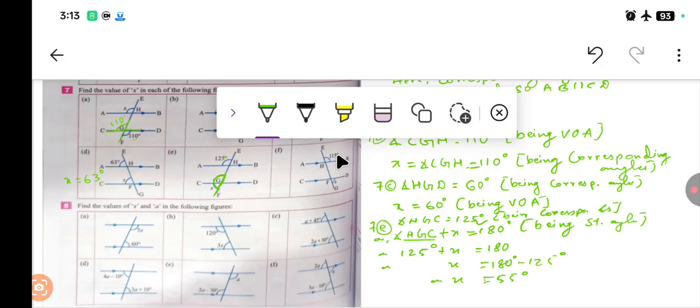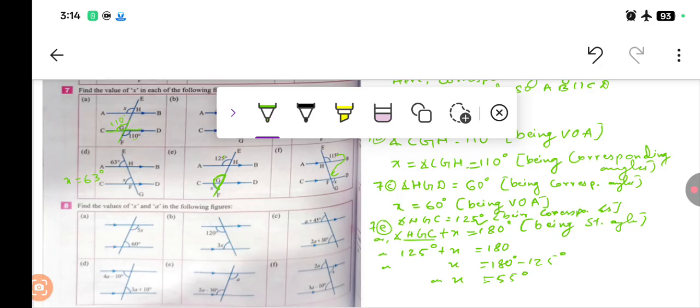For this also, same thing. First you will find the corresponding angle HFD. So HFD will become 115 being corresponding angle, and this X plus 115 will be 180 degree being a straight line. So this is how question number 7 is also solved.